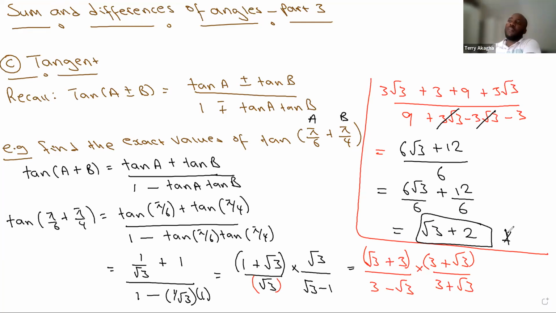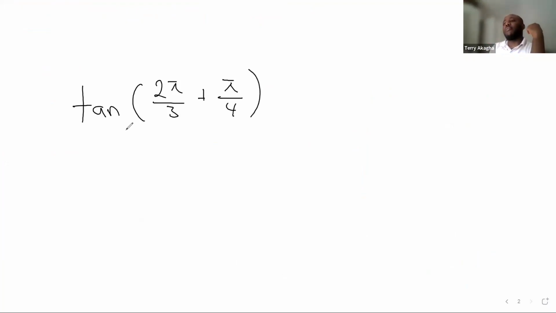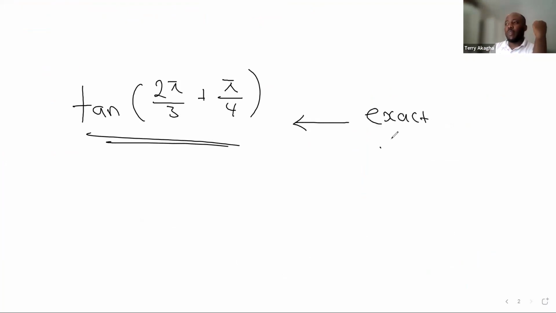So that's how you solve the question. It's the same principle, you just need to know the formula and how to apply it. Maybe you could try this question as an assignment: try tan of 2 pi over 3 plus pi over 4. Give me the exact value for this. Try it yourself, and you can put your answer in the comment section, or if you are confused, send me an email and I will get back to you.